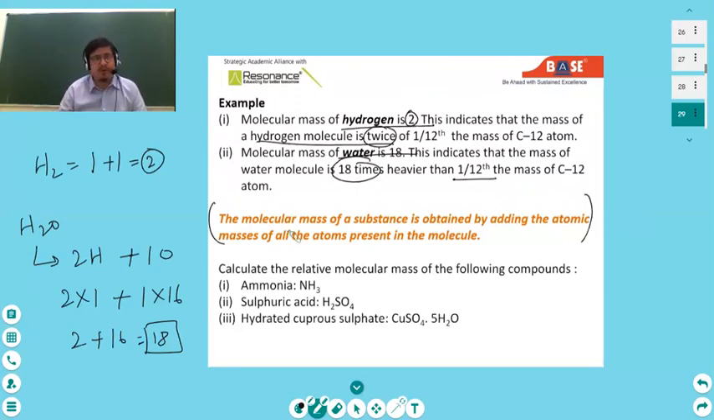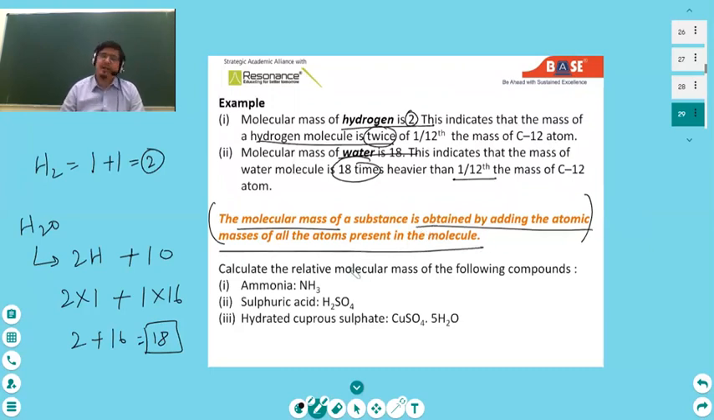Now, this you need to know. This is the most important point. Questions will come from here. Before this was just a content part. So the molecular mass of a substance you get by adding the atomic masses of all the atoms present in the molecule. I'm solving a few questions so you understand that, and the concept will be clear.